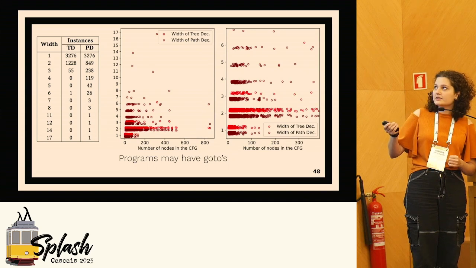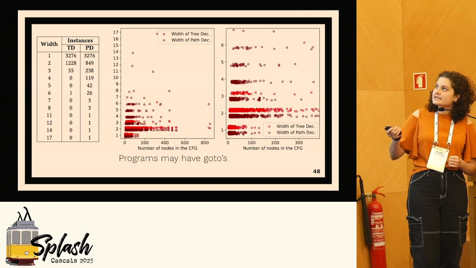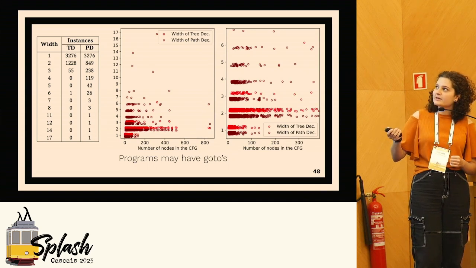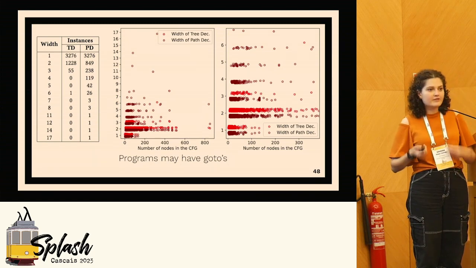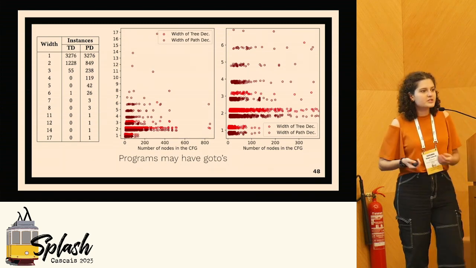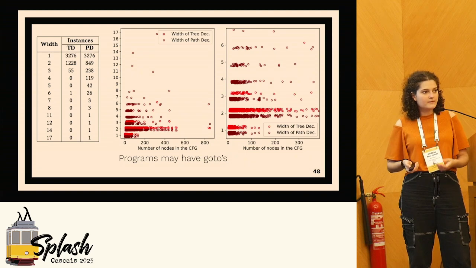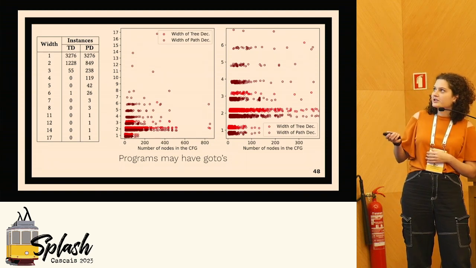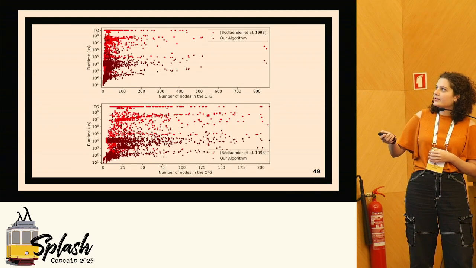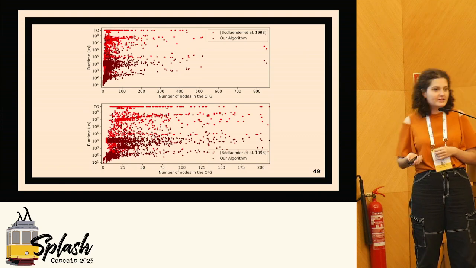But the important thing that I want you guys to point out is that for both the tree decomposition and the path decomposition, they generally have a width of at most 3. So both the decompositions are generally fairly small. And if we actually run the algorithms, we can see that our algorithms, which are the ones in the darker red here, our algorithms are here, theirs are here. Our algorithms actually run much faster.